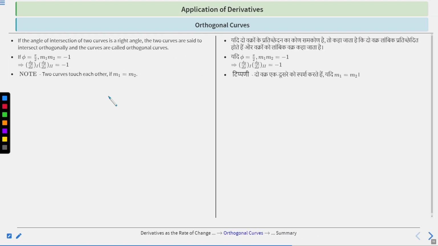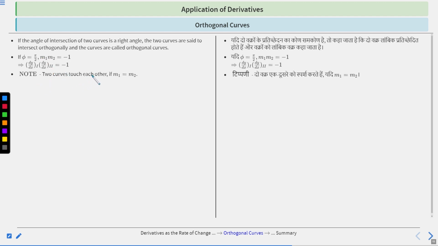So let's move to orthogonal curves. What are orthogonal curves? If the angle of intersection of two curves is a right angle, the two curves are said to intersect orthogonally, and the curves are called orthogonal curves, right? So if phi is equal to pi by 2, that means m1 m2 is equal to minus 1, right? Therefore dy by dx for curve 1 into dy by dx for curve 2 is equal to minus 1, right?